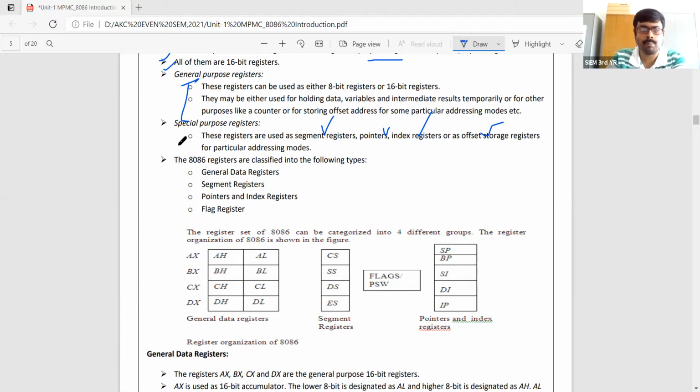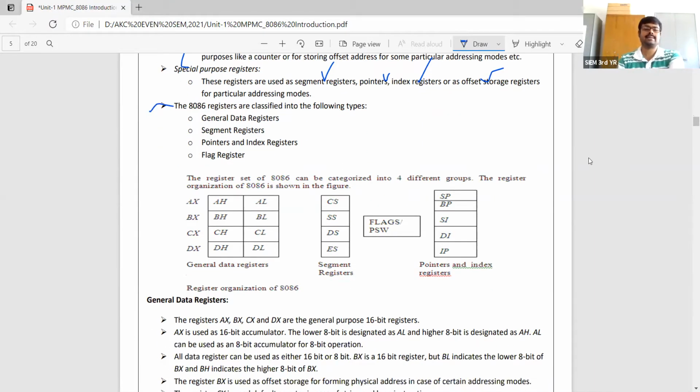If we see the next bullet point, you will see the 8086 registers are classified into the following types. That is the classification of the registers in the case of 8086. First one is the general data register. Second one we have already seen, that is the segment register. Next one, pointers and index registers, and the last one is the flag register.